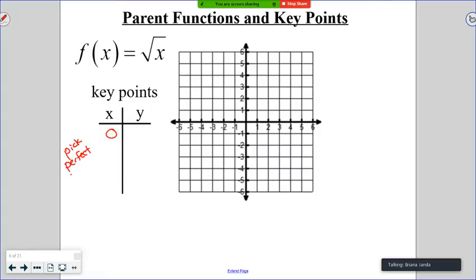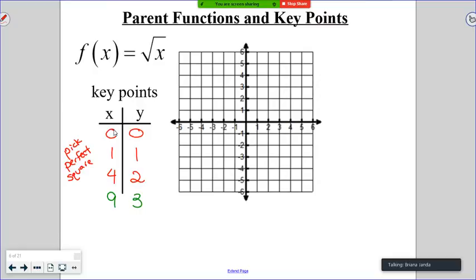What's the next perfect square? 1. Square root of 0 is 0, square root of 1 is 1. What's my next perfect square? 4. My next one way runs off the graph, but if you had a big graph to work with, you could include 9, right? I would only pick numbers that I can nicely square root. I would not put square root of 2. I don't know what the square root of 2 is, and it would be an approximation anyway. Only pick ones that I can nicely square root.